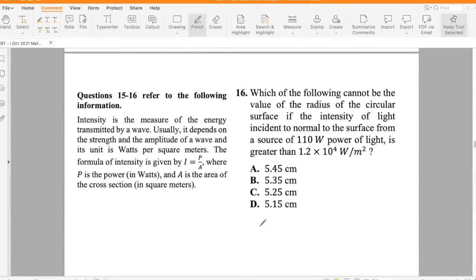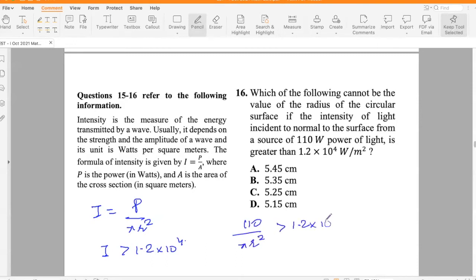Okay, which of the following cannot be the value of the radius of the circular surface if the intensity of light incident normal to the surface from a source of 110 watt power is greater than 1.2 into 10 to the power 4 watt per meter square? Okay, so I is P by pi r squared, right? So we know that this intensity I is greater than 1.2 into 10 to the power 4. So 110 by pi r square is greater than 1.2 into 10 to the power 4.